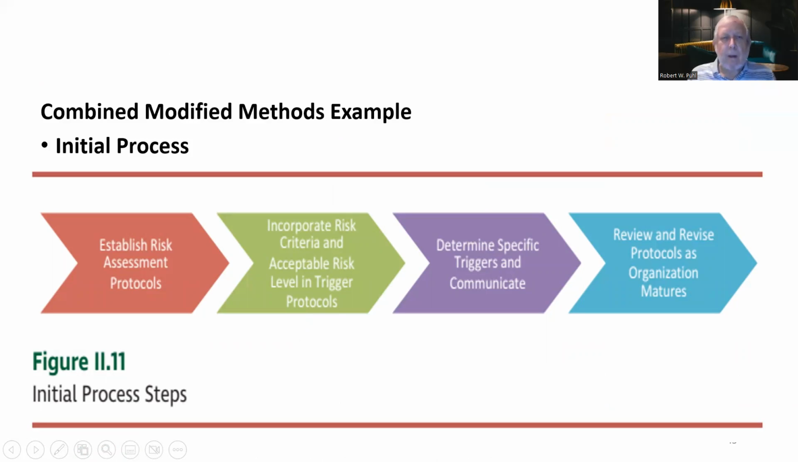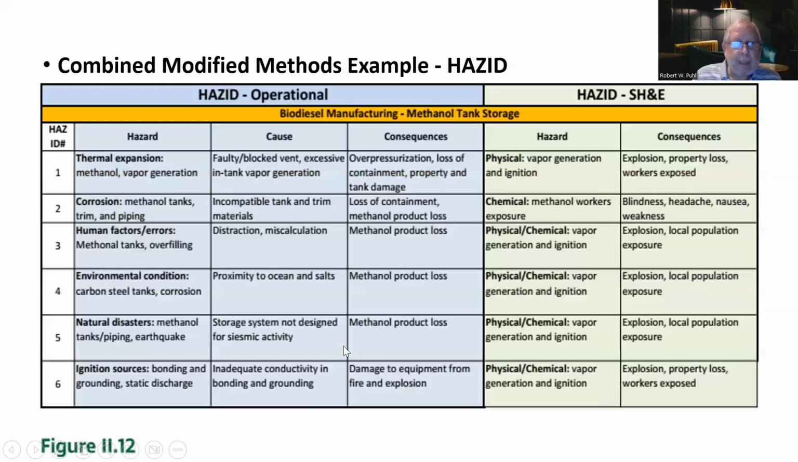Now, this is a combined modified methods example. Initial process, establish risk assessment protocols, incorporate risk criteria and acceptable risk level in trigger protocols, determine specific triggers and communicate, review and revise protocols as organizations mature. Okay. Combined modified methods, hazard. So you've got hazard operational and hazard safety. Biodiesel manufacturing, methanol tank storage. I think they're going to use this methanol tank storage here a couple times.